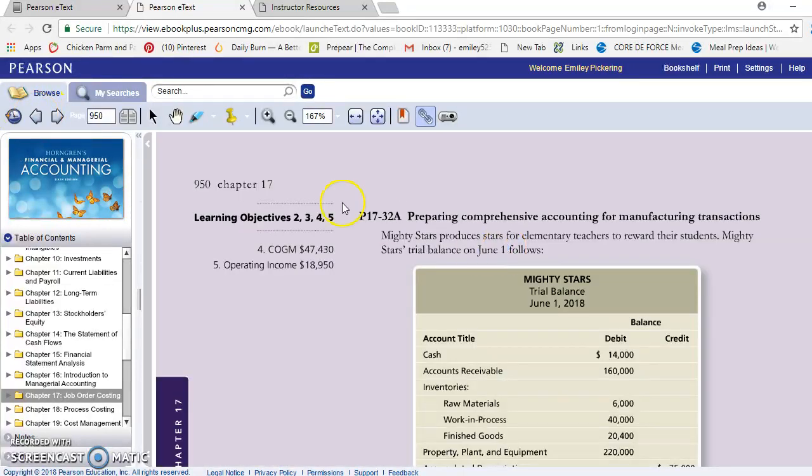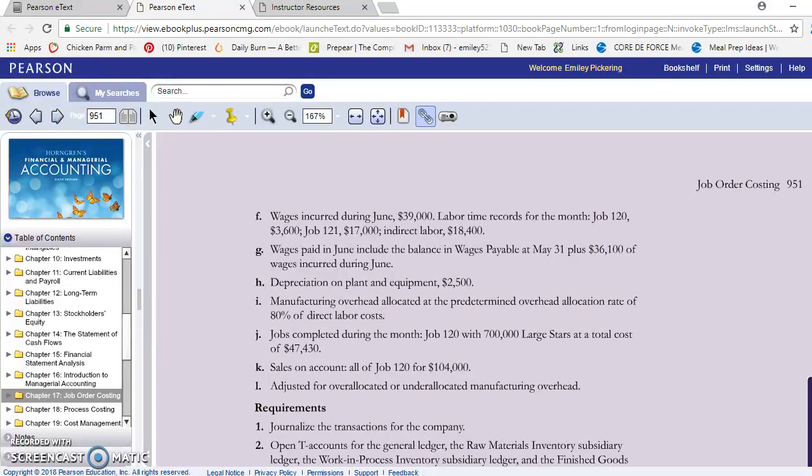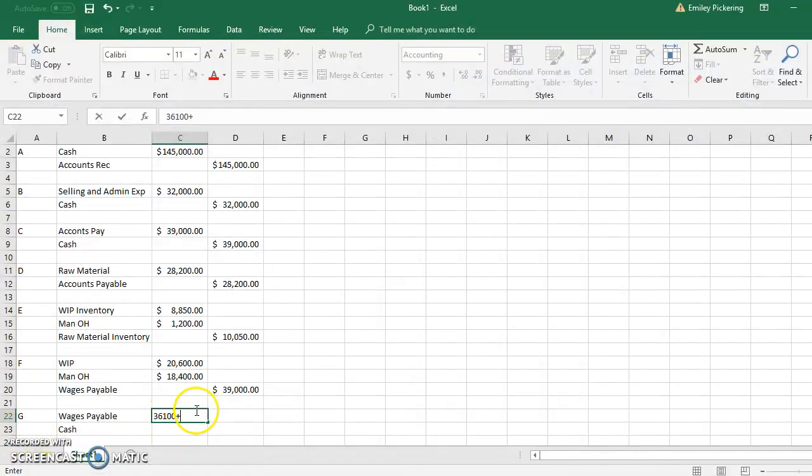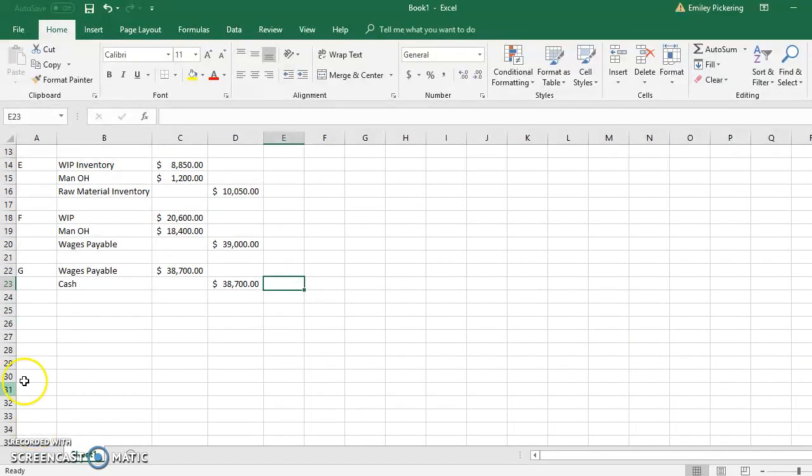So let's look at our balance sheet or our trial balance. And we have wages payable of 2,600. So I am going to have our 36,100 plus 2,600. There we go. So then cash out the door, 38,700. So let's look at H.